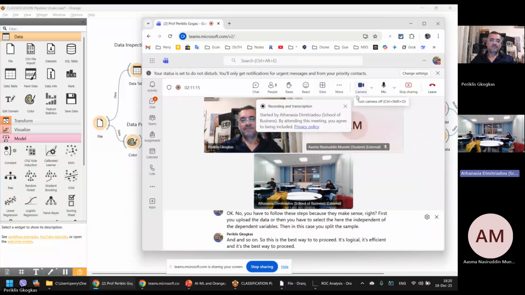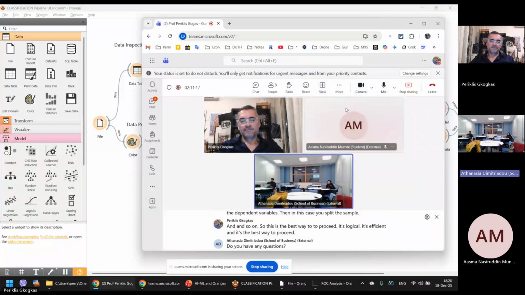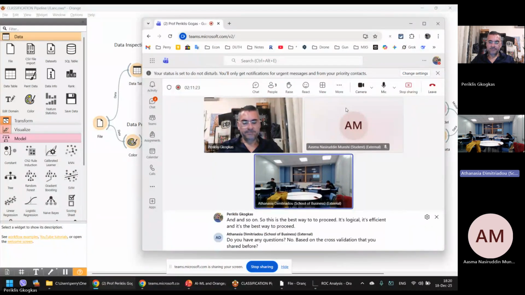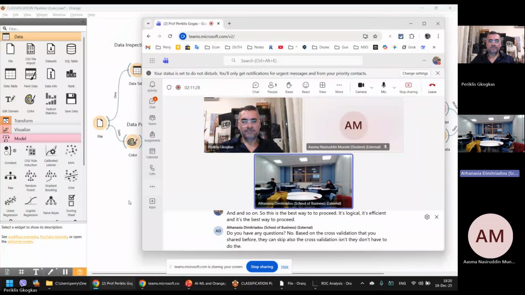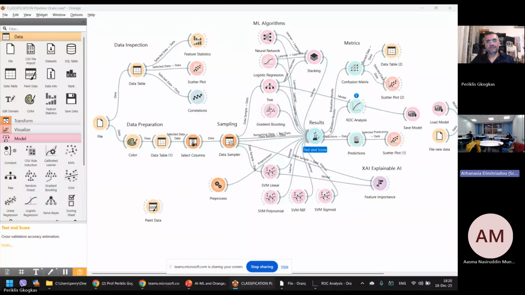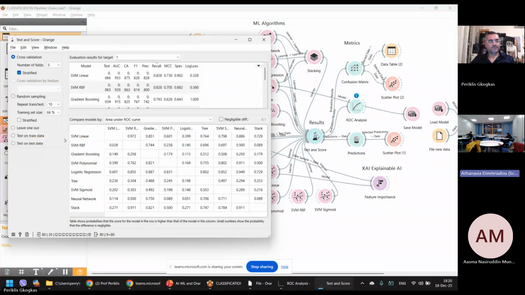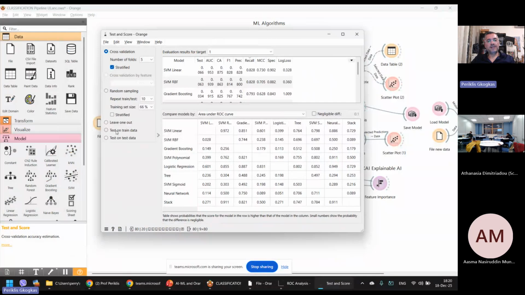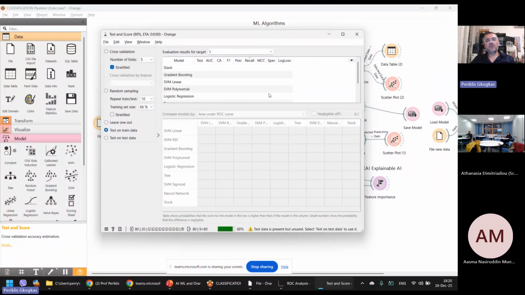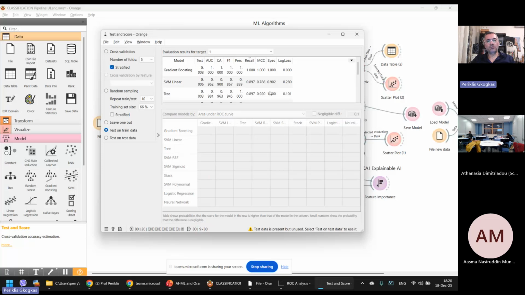Do you have any questions? No. But based on the cross-validation that you shared before, they can also skip the cross-validation, isn't it? They don't have to do the cross-validation because we didn't discuss it. We will not discuss it as well. So they can just train the model on the whole 80%. Yes, you can do this, test on train data. If you press this, then now your model is trained on the whole data without cross-validation.